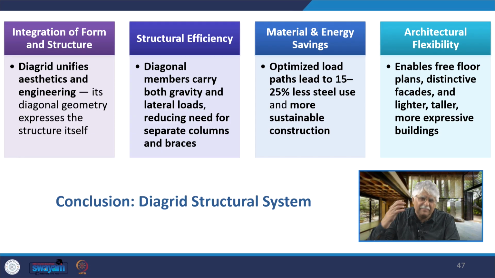Thus, to conclude, the Diagrid frame integrates form and structure, it unifies aesthetics and engineering, and its diagonal geometry expresses the structure itself. It has structural efficiency: the Diagrid members carry both the gravity and the lateral loads together, transferring them axially, reducing the need for separate columns and braces. The material and energy savings from optimized load paths lead to 15 to 25% less steel requirement and a more sustainable construction, greater architectural flexibility as it enables free-flow plans, a very distinctive facade, greater penetration of natural light into the buildings, and taller and more expressive buildings are being made using the Diagrid structural frame.